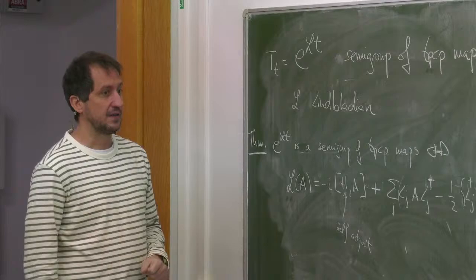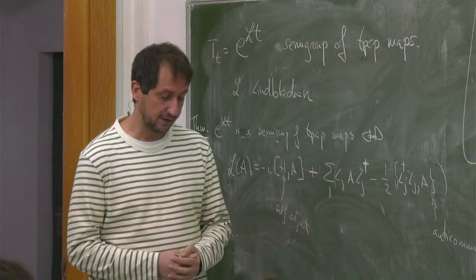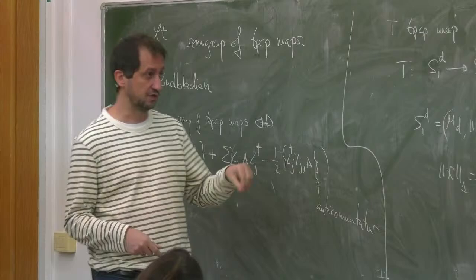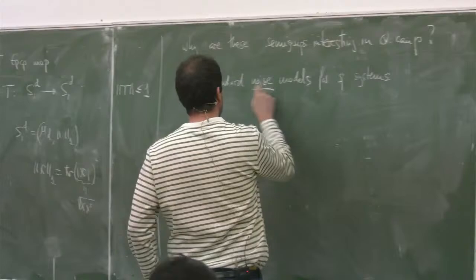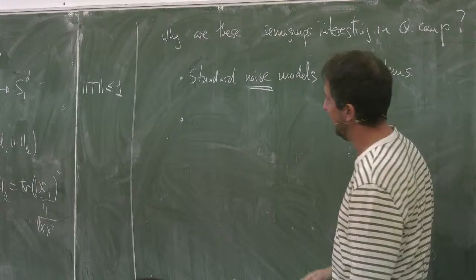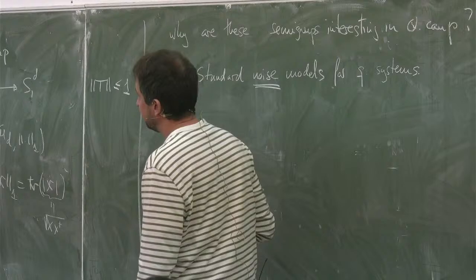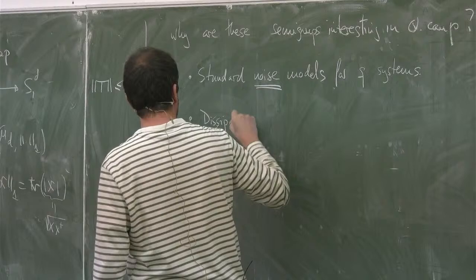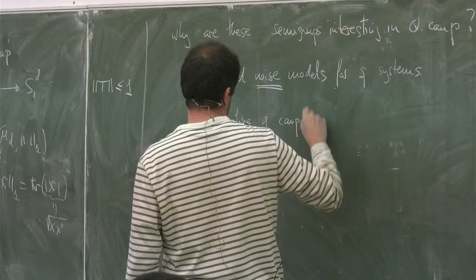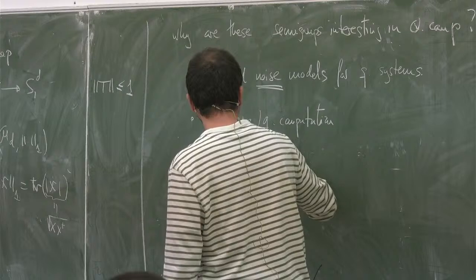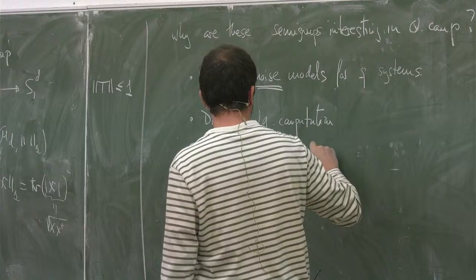Also, one of the most important sources of noise in experiments is the depolarizing noise, which is also something of this form. So that is the negative way of looking at it. But there is also a model of computation that I will comment on in some of the sections, which is dissipative quantum computation, and in particular dissipative quantum state engineering.